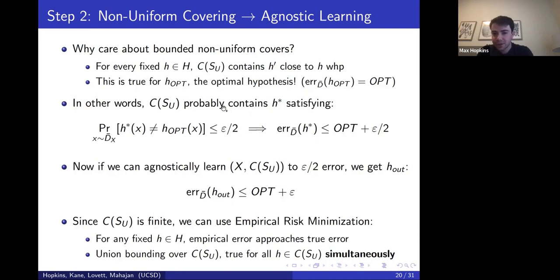Okay, great. So this is fairly standard, right? If you've taken a learning theory class, this learning of finite classes is one of the first things that you'll learn about.